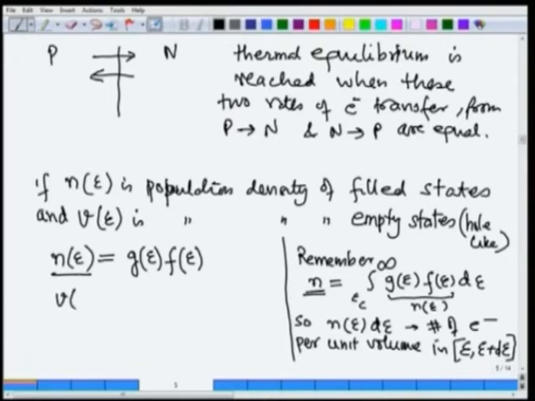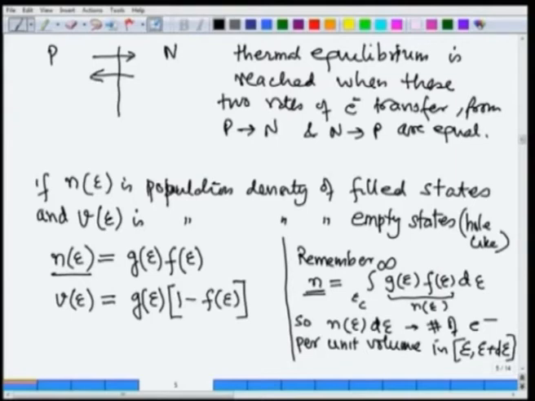Similarly, V of E we will write as the same density of states multiplied by the probability of not finding an electron. Since f of E is the probability of finding electrons, 1 minus f of E is the probability of finding holes, or not finding electrons. So, this is what these two quantities would be.